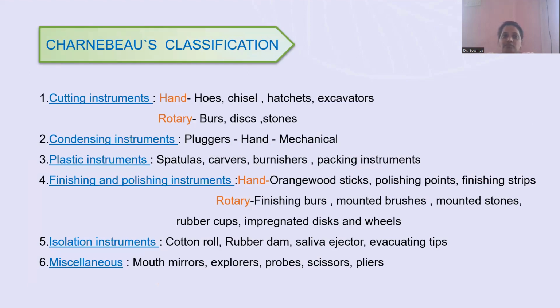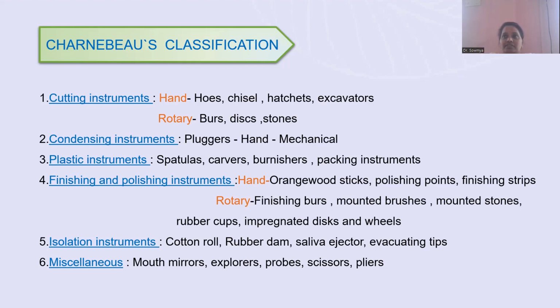Next, coming to Cherbynov's classification. These cutting instruments are classified as hand, such as hoes, chisels, hatchets, excavators; rotary, burrs, discs, stones; condensing instruments, pluggers, hand or mechanical; plastic instruments, there are spatulas, carvers, burnishers, packing instruments; finishing and polishing instruments. Coming to first hand, they would include orange wood sticks, polishing points, finishing strips.